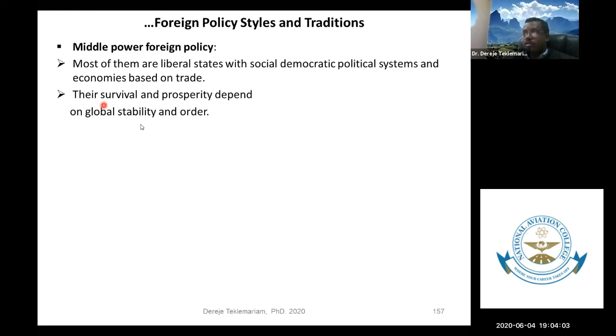and order. According to middle power foreign policy, middle power states say that our success and survival is highly dependent on the level of global stability and global order. So they will do their level best, for example, to create peace in Africa, to create peace everywhere, okay? Examples like Canada, Australia, and even the Nordic countries are very good examples.